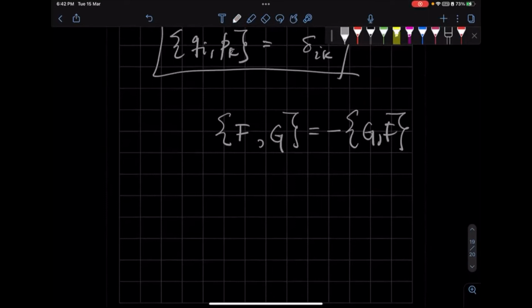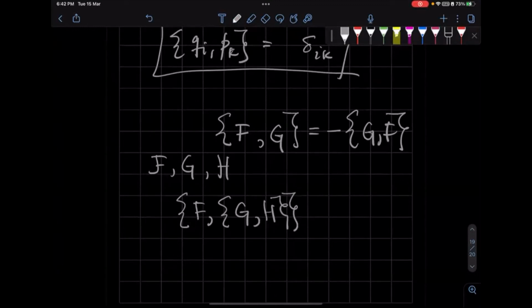And then you can also verify that if you take two functions, f, g, and say h of p and q, and you compute this thing plus cyclic combinations, then that gives you 0. So the Poisson bracket is also a Lie algebra. Okay, so there's a Lie algebra underlying the geometry or the symmetry of phase space. Okay, any questions?